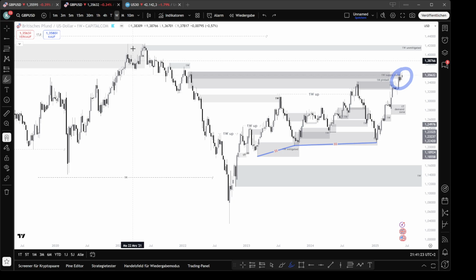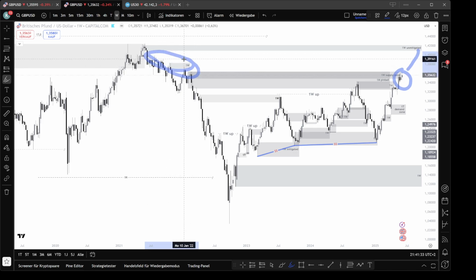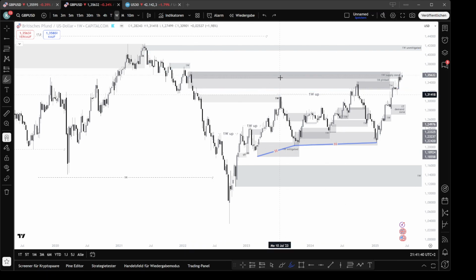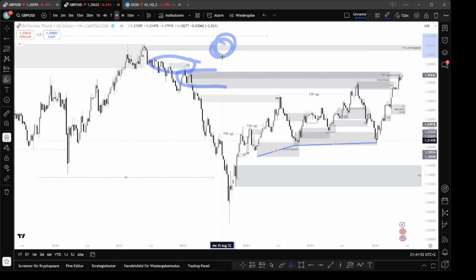So if this area is not respected here, we're expecting price to move right up here, because we have a high level of liquidity sitting above this supply zone. So either price respects this supply zone and sells, or if it does not respect the supply zone, it should take out this liquidity above the supply zone and come into this new supply zone.